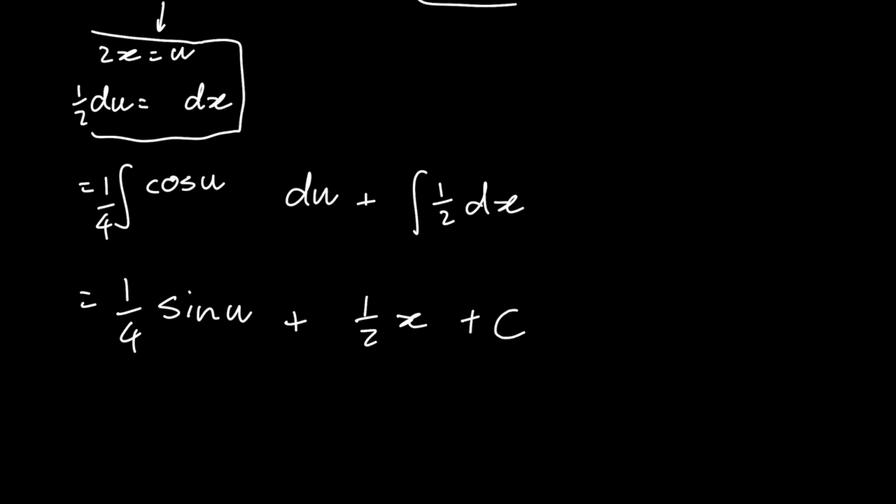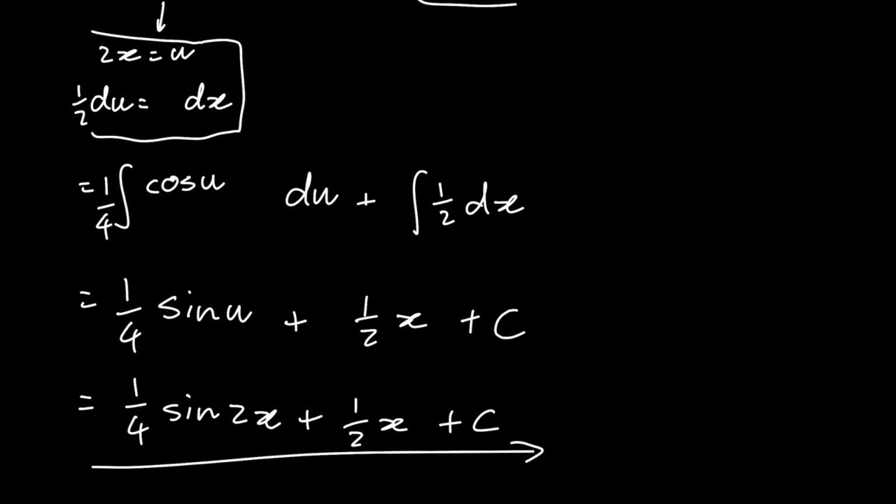So now, resubstituting for u, we substitute back in 2x to express our integral finally in terms of x. So we have 1 over 4 sine of 2x plus 1 over 2 x plus c. That's the integral of cosine squared of x solved.